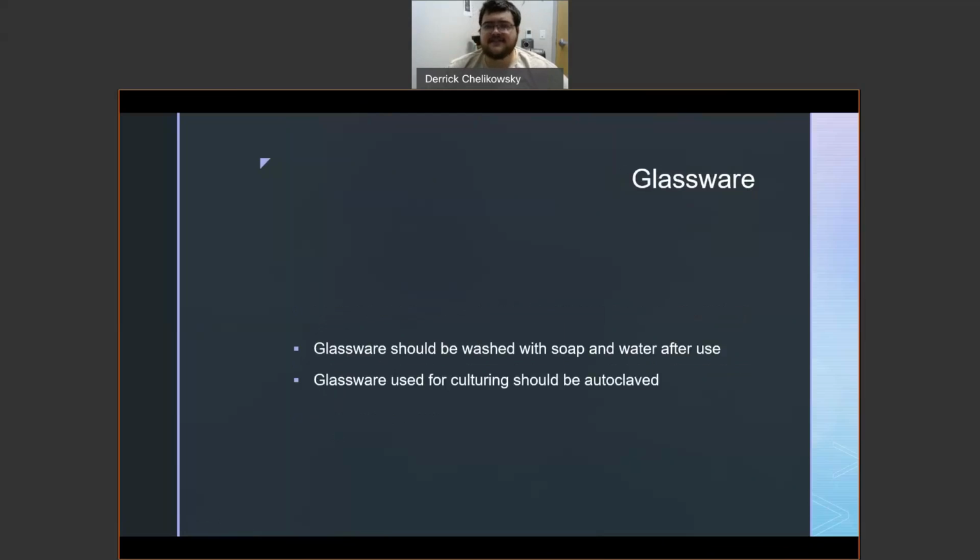Autoclaving is a method of steam sterilizing equipment. You'll hear autoclaving a lot this semester. When we're talking about our glassware, we talk about autoclaving the glassware. When we're talking about our lab coats, we autoclave the lab coats. An autoclave uses extreme heat and pressure and steam to sterilize, not sanitize, but sterilize some form of equipment.